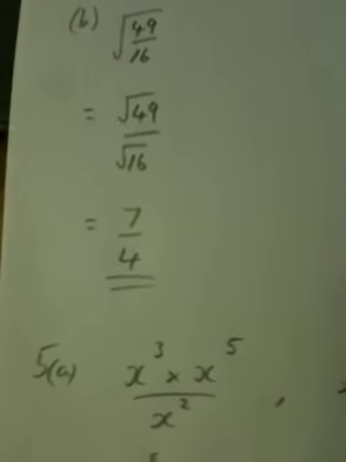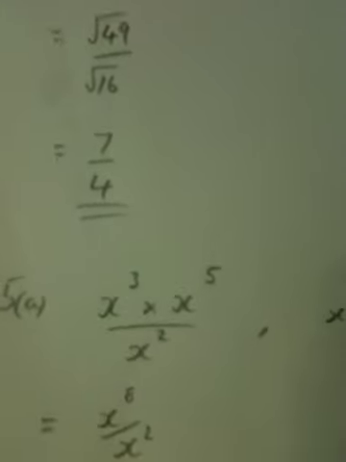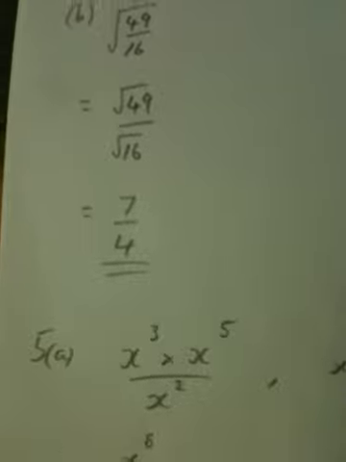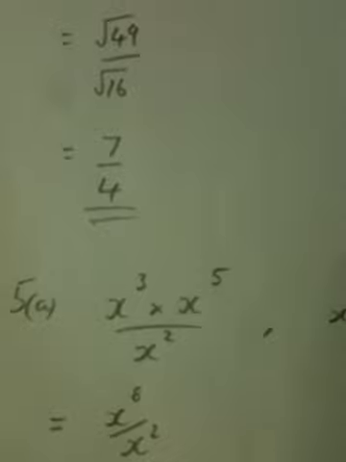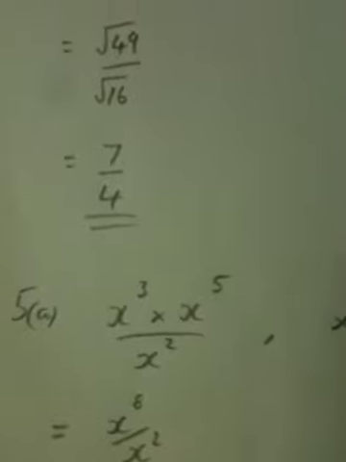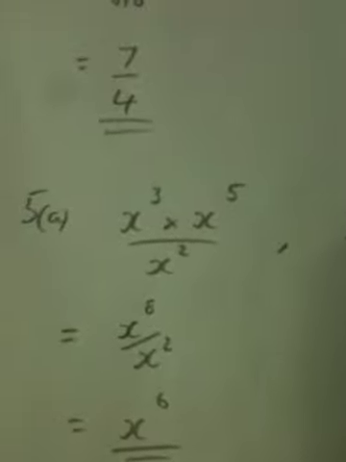So for multiplying powers we can add them together. I've just shown you why in the longhand version. So x cubed times x to the 5 is x to the 8. x squared on the bottom, and when we're dividing powers I'm going to just take them away. Again, I've just kind of demonstrated why. So x to the 8 over x to the 2 is x to the 6.